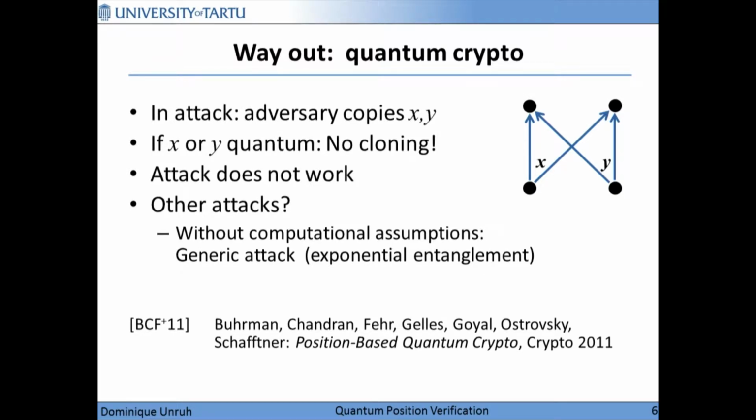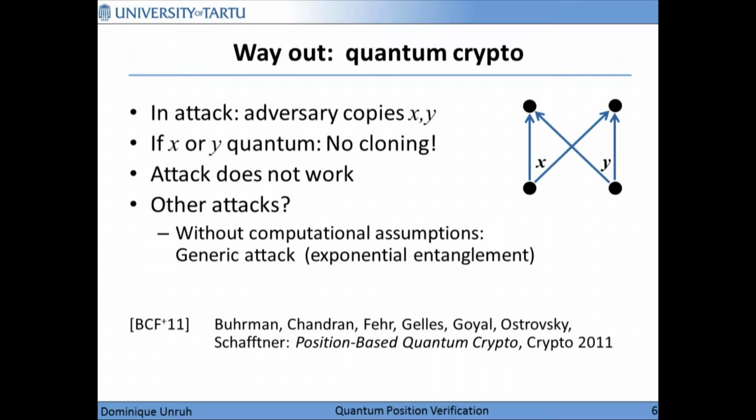And indeed, there seems to be a nice way out, namely quantum cryptography. Because if we think again of the attack, this adversary forwards x and keeps x, and this adversary forwards y and keeps y. So it means the adversary copies the values x and y. In the classical case, this is totally okay. But in the quantum case, we have the so-called no-cloning theorem that says, in general, you cannot just clone values.